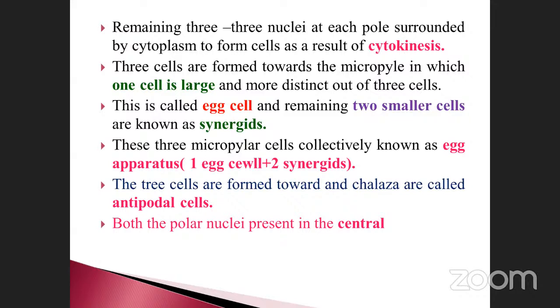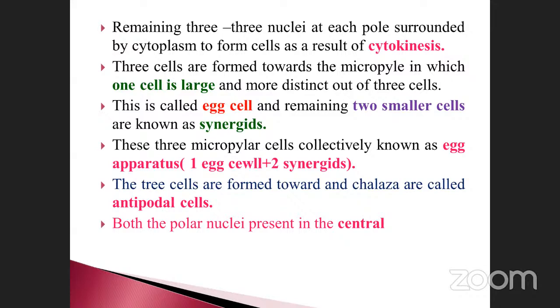Already we discussed it, already we showed the diagram, isn't it? These 3 micropylar cells are collectively known as the egg apparatus. Once again, repeat for you. The egg apparatus consists of how many cells? See here, one egg cell, and 2 synergid cells also there. These 3 are considered the egg apparatus.